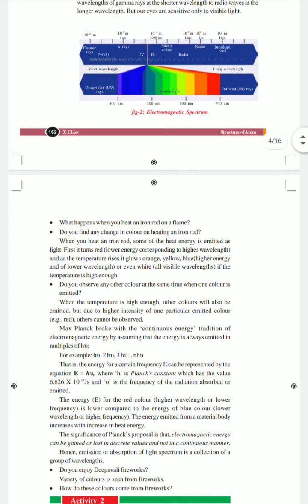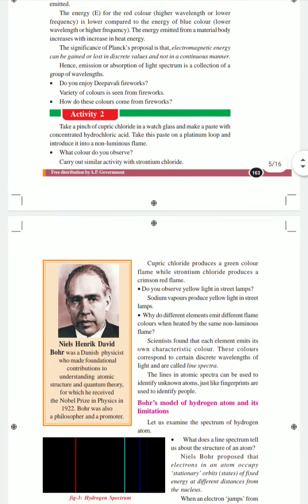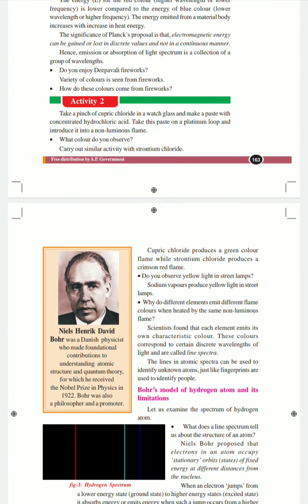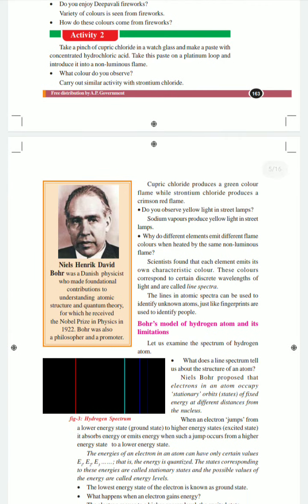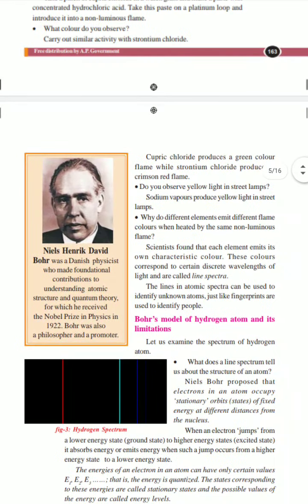So here, according to this line spectrum, scientists found that each element emits its own characteristic color. These colors correspond to certain discrete wavelengths of the light, which are called the line spectra.